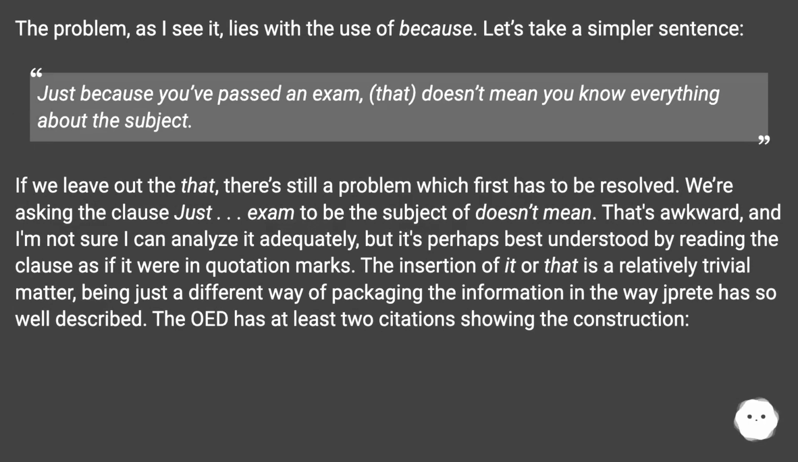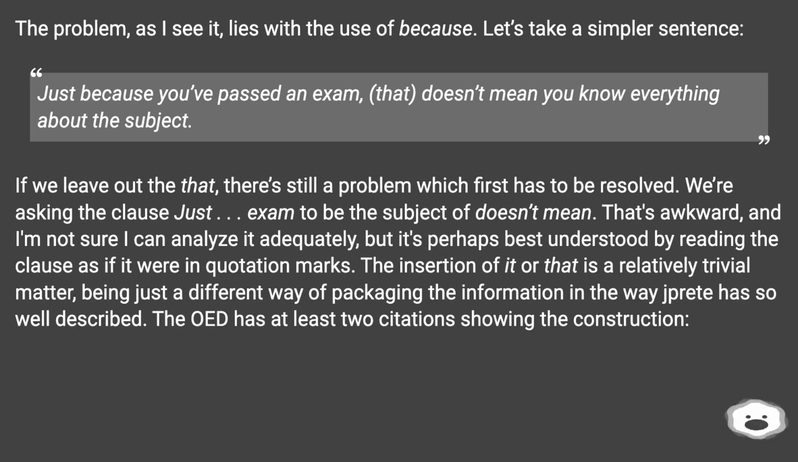The problem, as I see it, lies with the use of "because." Let's take a simpler sentence: "Just because you've passed an exam, that, doesn't mean you know everything about the subject." If we leave out the "that," there's still a problem which first has to be resolved. We're asking the clause "just because you've passed an exam" to be the subject of "doesn't mean." That's awkward, and I'm not sure I can analyze it adequately, but it's perhaps best understood by reading the clause as if it were in quotation marks.